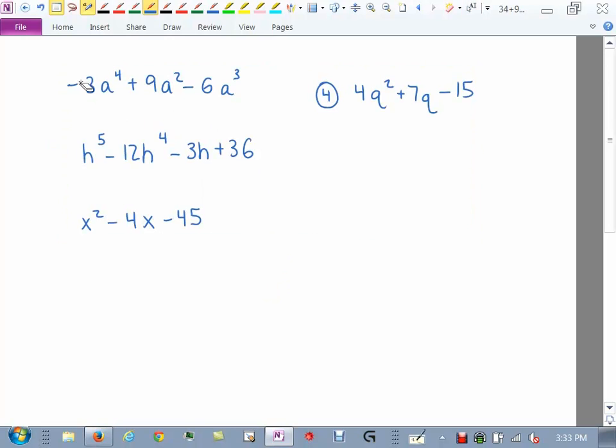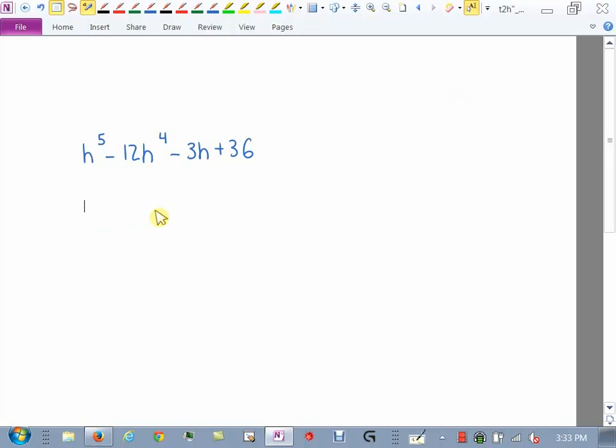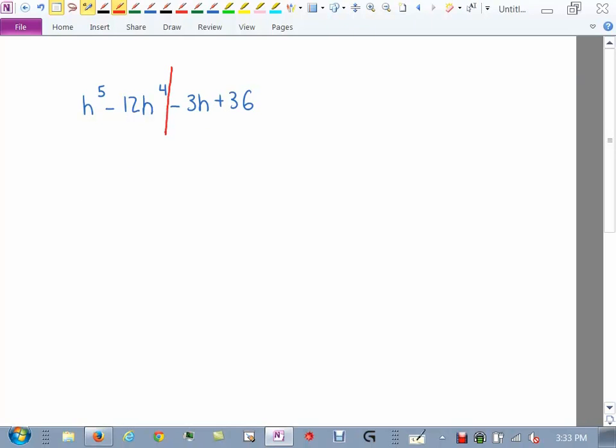All right, on the next one, how many terms? Well, GCF, do I have GCF here? No? No GCF? How many terms? 4 terms, so it's just grouping. What can I factor out of the first two? H to the 4th. What's left? H minus 12. I need the same thing on the other one, so I factor out a -3. I'm left with H minus 12 over there.